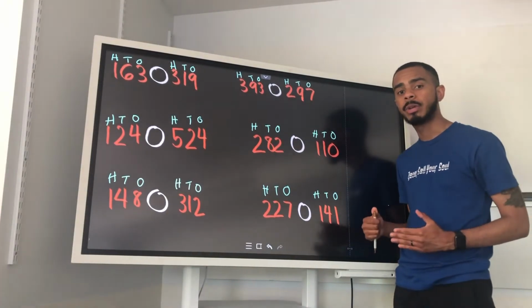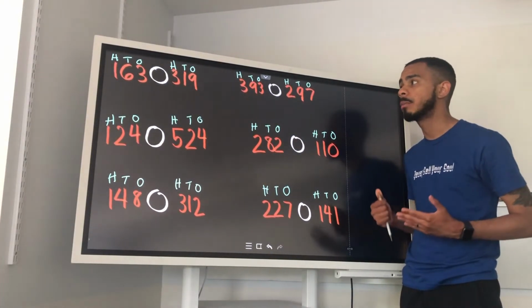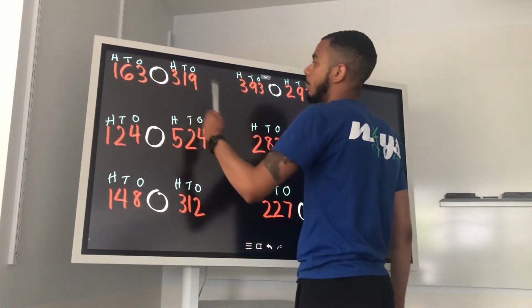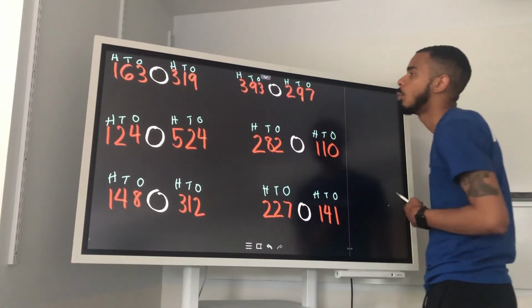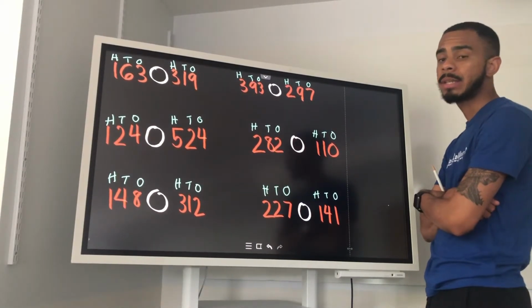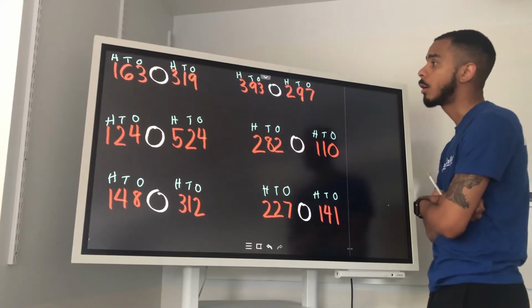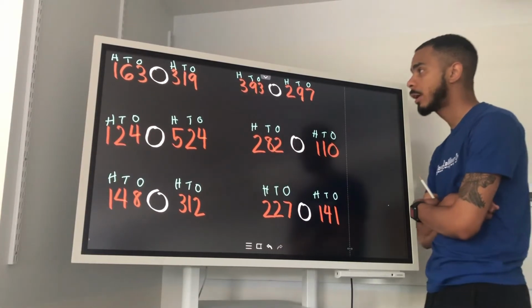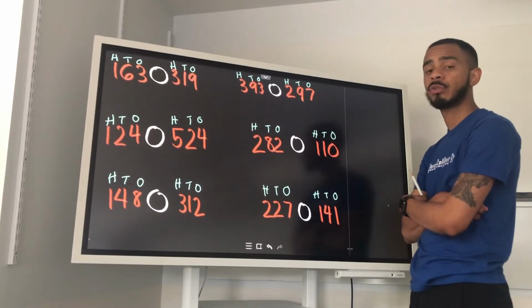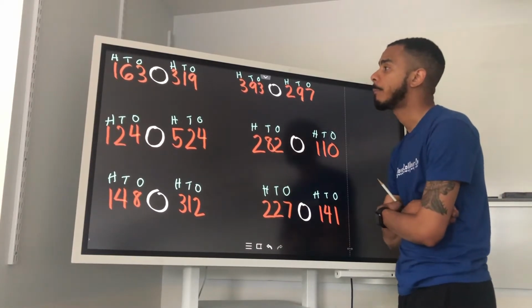Okay, I hope you guys worked really hard on your practice problems. Let's go over them. Let's start with this one over here. So we have 163 is blank 319. So we want to figure out if 163 is greater than, less than, or equal to 319. Let's figure that out.